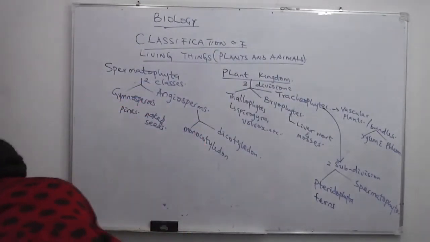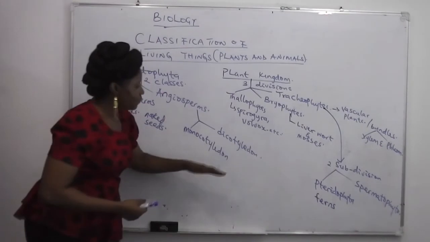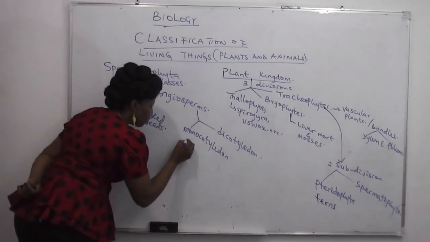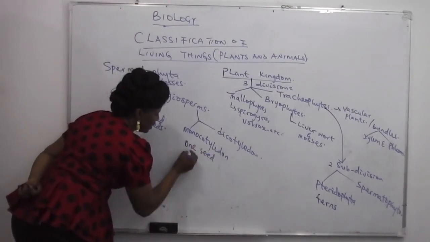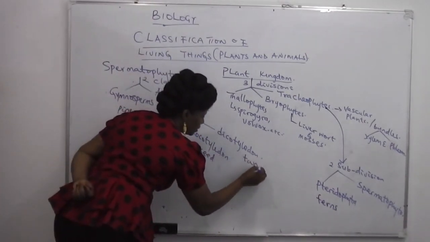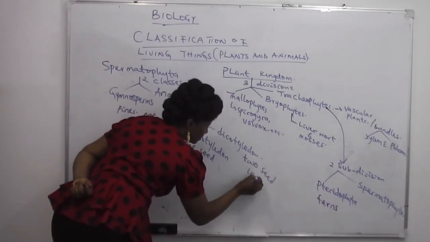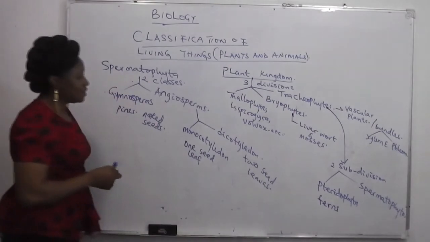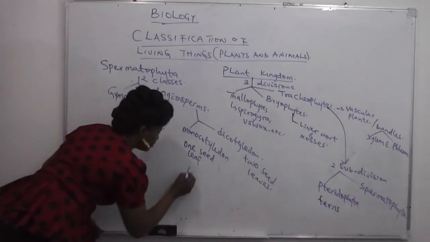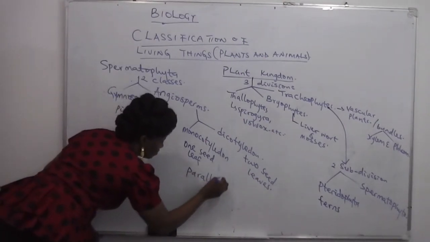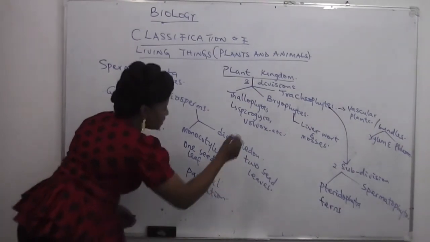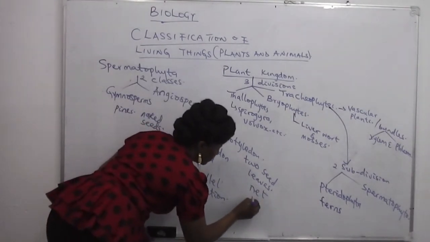Now, we are going to look at other differences between a monocot plant and a dicot plant. One thing we said is that this one has what? One seed leaf, which I have shown you. Then the second one has what? Two seed leaves. The second thing about the monocot plant is that monocots have what we call parallel venation, while this one has net venation.